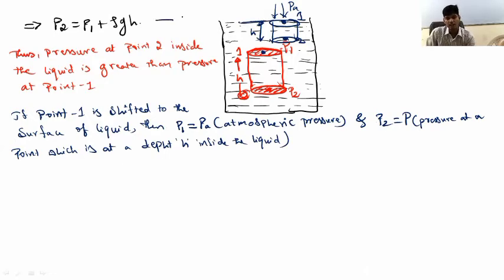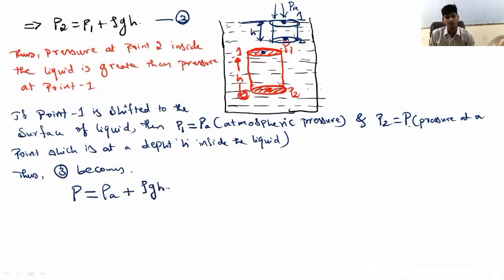So I can write this equation 3 as follows. What is P2? P2 is the pressure at point 2 which is at a depth h. What is P2 equal to? P, that is equal to P1. Point 1 is kept open to the atmosphere, so the pressure at point 1 is atmospheric pressure PA. So P equals PA plus rho g h.